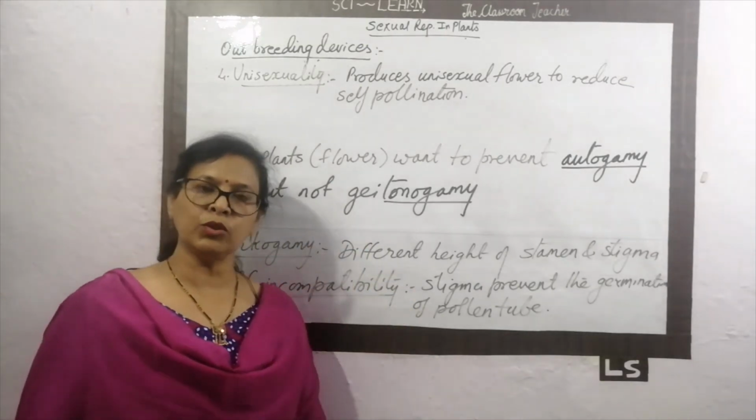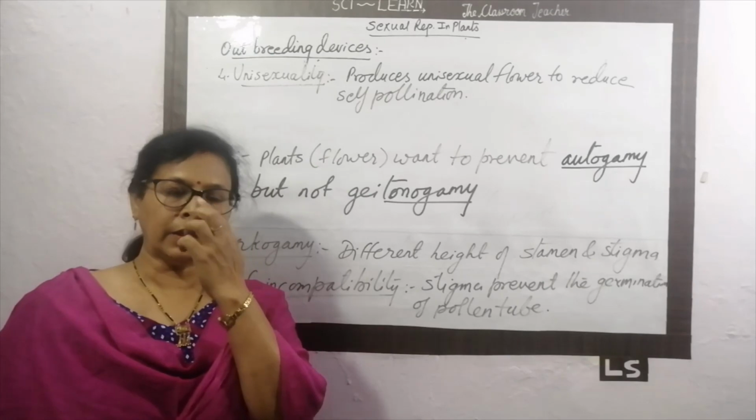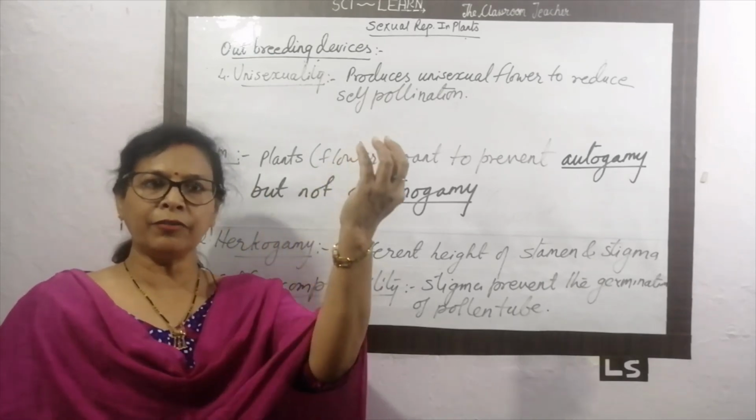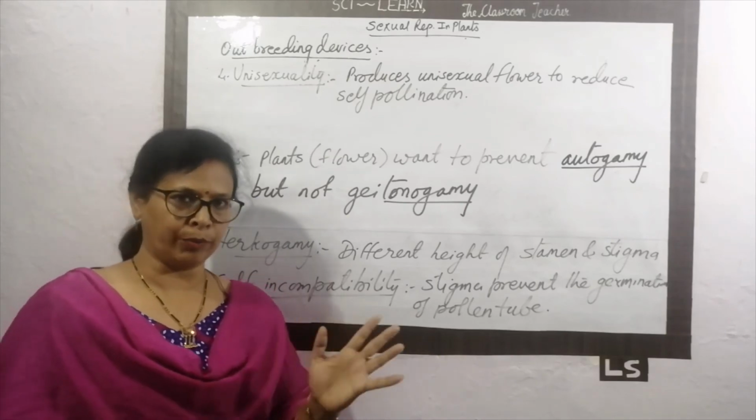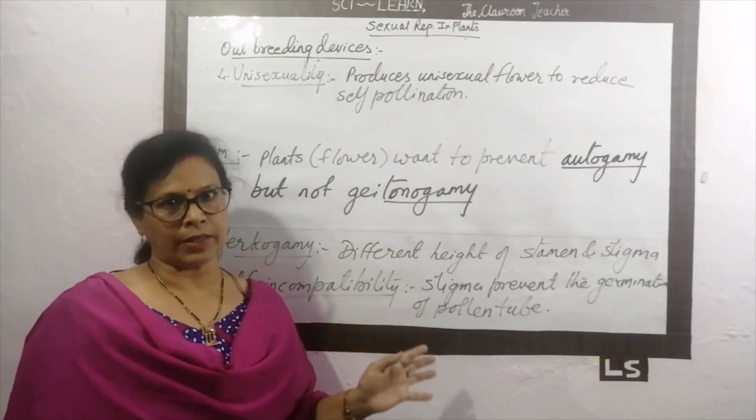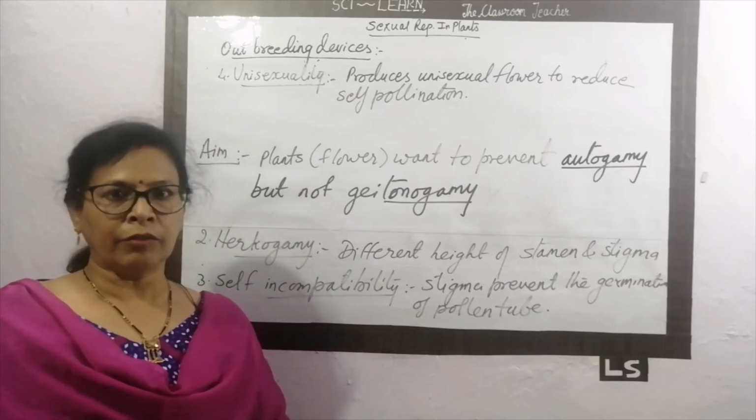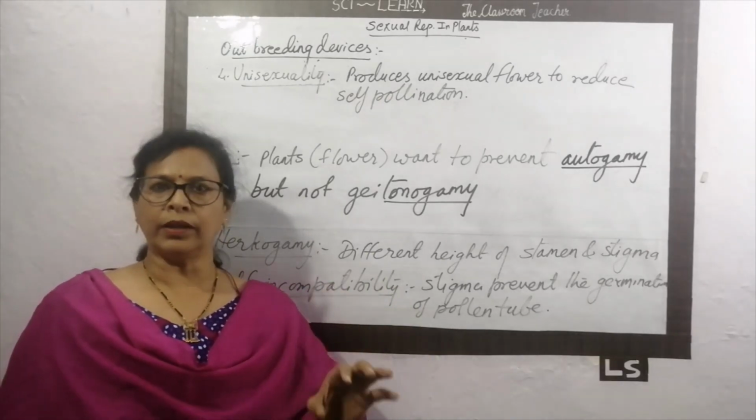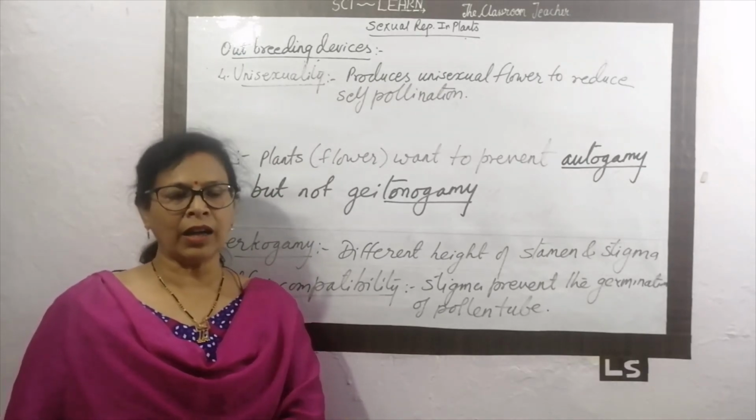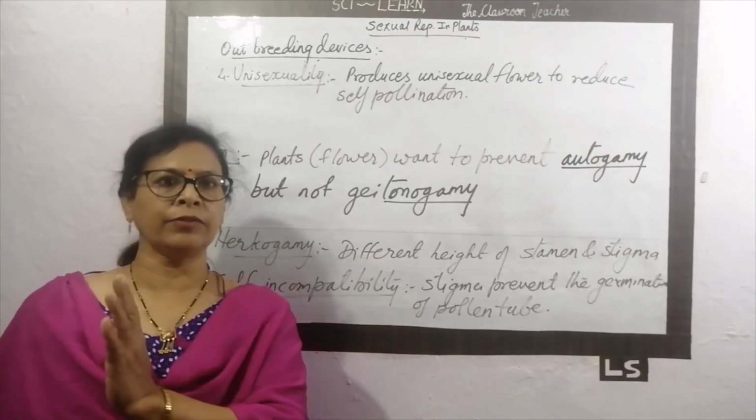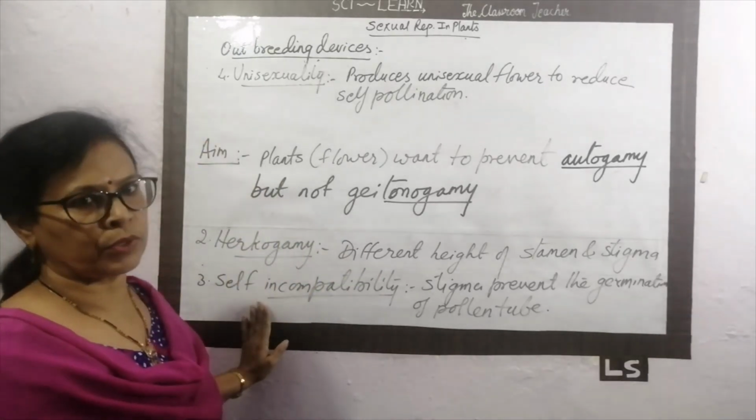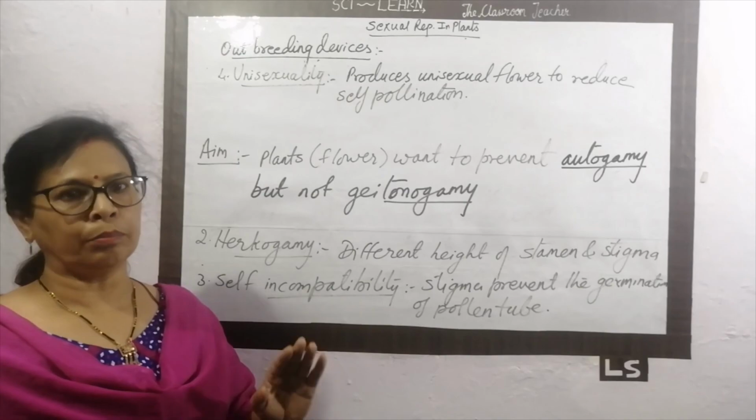What is the difference between the two? Autogamy occurs in the same flower of the plant, but geitonogamy occurs in a different flower of the same plant. You know this from the previous classes. These all are the outbreeding devices used by the plant to prevent inbreeding depression. Inbreeding depression is built up in the flower after a long course of self-pollination. To prevent that, the plant uses all these processes, which are called outbreeding devices.